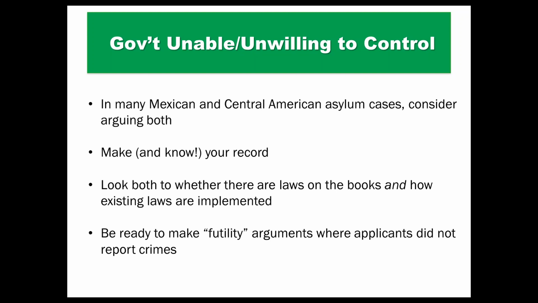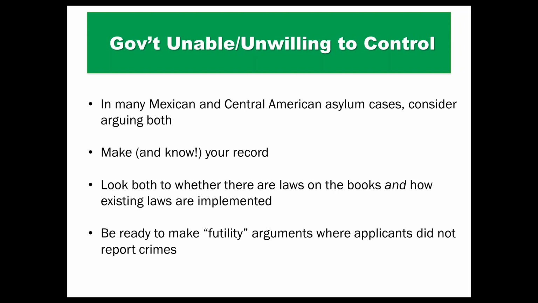The New York Times this morning had another article about levels of corruption in Mexico, so make sure that you're including recent and timely information on those elements. And look to whether there are laws when we're talking about gender-based claims. Maybe there are laws about domestic violence, or, in Sarhan, there were laws against honor killings, but they weren't being enforced. And so if that's the case, then you have a government that's unwilling to control the persecutor, and maybe is in certain ways the persecutor itself.